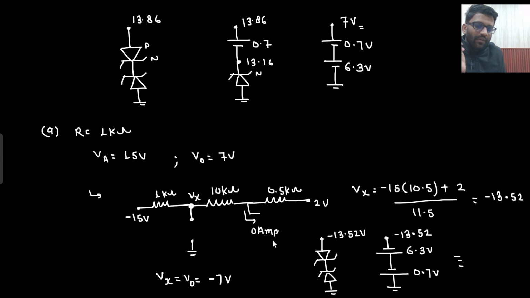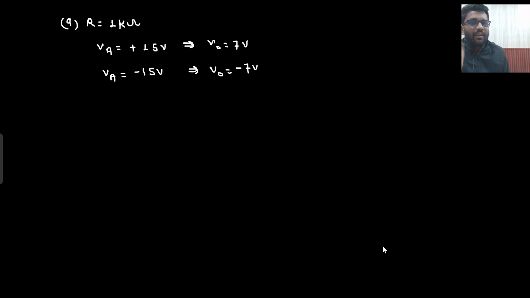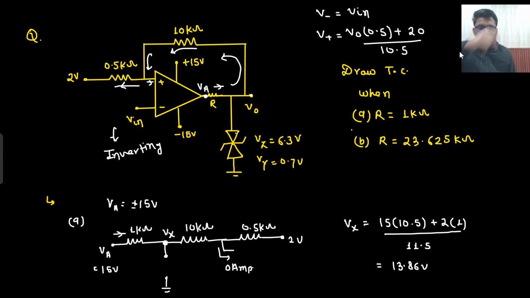So what is the final conclusion we can see? When R was equal to 1 kilo ohm, this is the first question, and we assumed our Va to be plus 15, then we got our V naught to be plus 7. And when we assumed our Va to be minus 15, we got our V naught to be minus 7. So we expected that our output should be plus minus 15, but since we connected this particular configuration of R and Zener, our output is restricted to 7 and minus 7. That's why we connected this particular circuitry, so that our output is restricted to plus minus 7 volt.